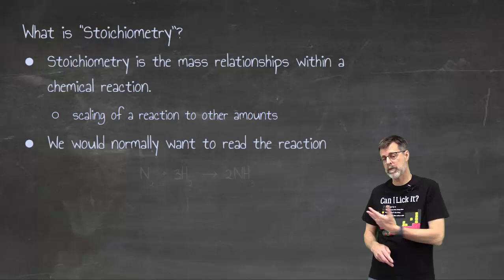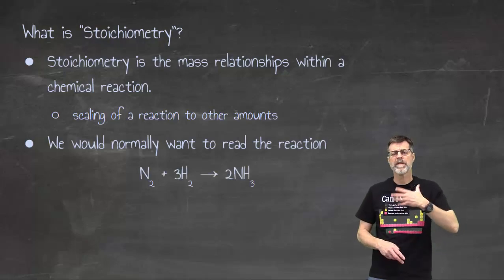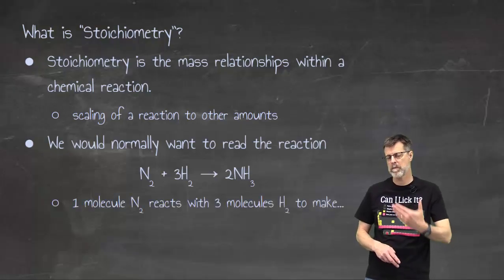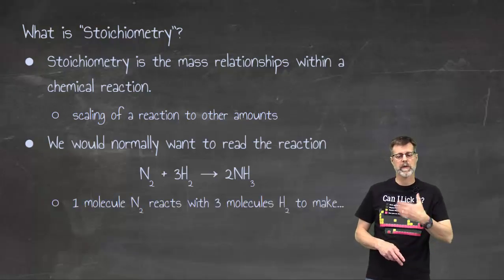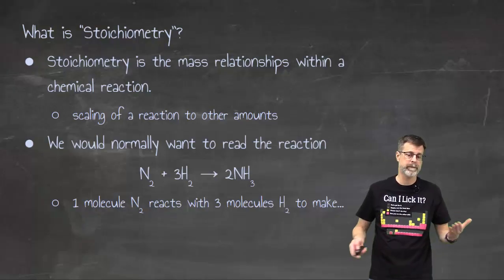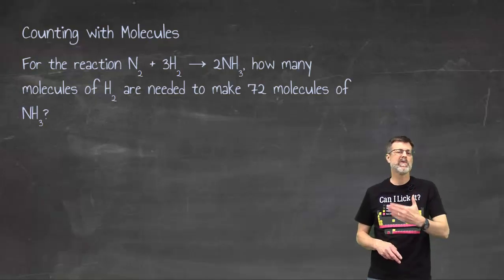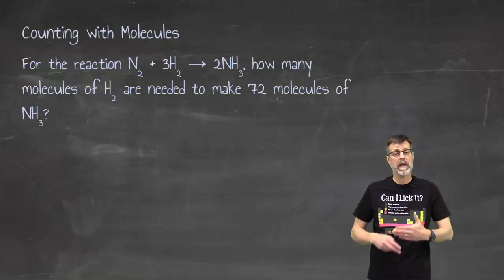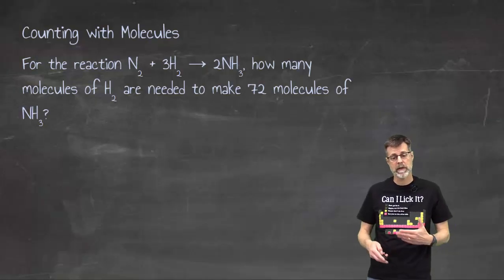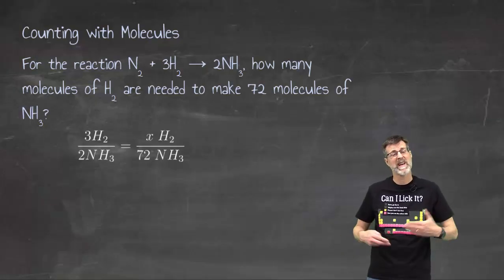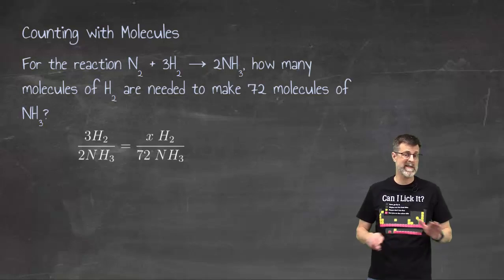So if I take, for example, this reaction here, the way I want to read or understand that reaction is in terms of molecules. 1 molecule of nitrogen reacts with 3 molecules of hydrogen to make, in this case, 2 molecules of ammonia, NH3. So if I were to use that as my recipe and say, well, fine, how many molecules of hydrogen do I need to make 72 molecules of ammonia? I think you would know what to do. You would say, that's the recipe, those are the proportions, let's scale it up and use a ratio, and that's exactly right.